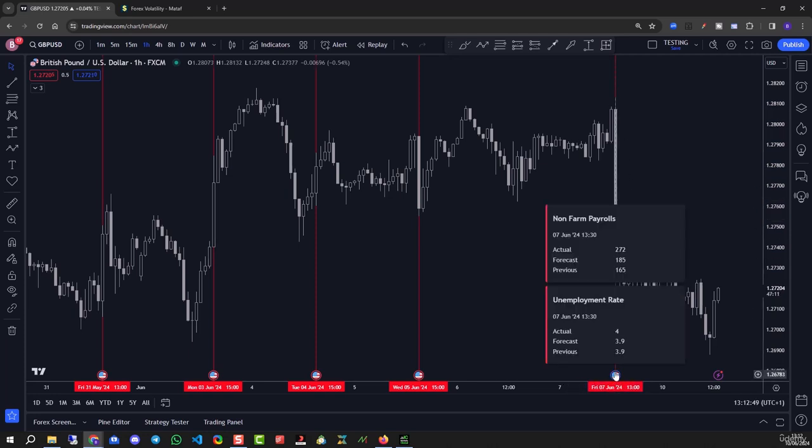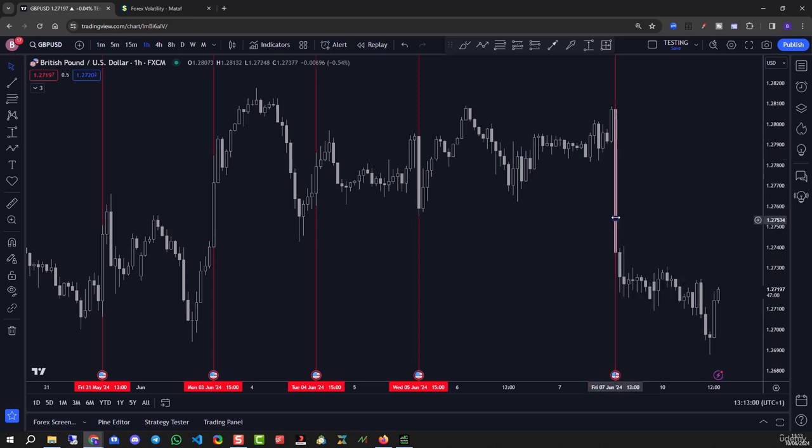Especially if, as in this case, what they expected the result to be was not the actual result. If the actual figure had been pretty close to the forecast, the move might not have been as severe as this. But this literally is the power of news. You can clearly see just looking at this chart that it's news that's driving everything.